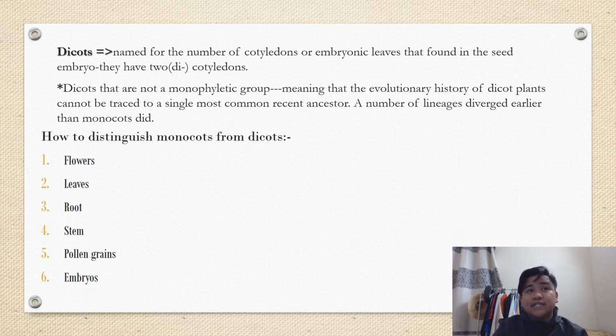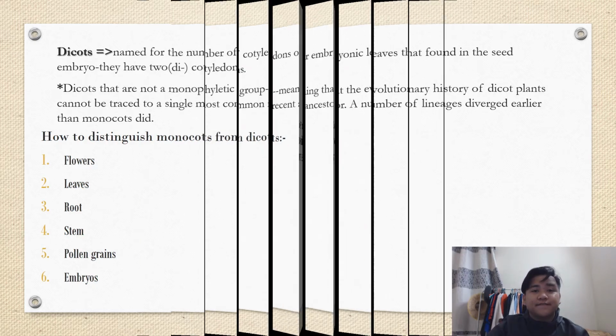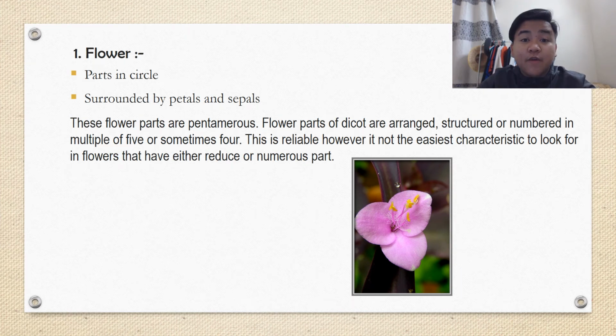Okay, there are also six ways to distinguish monocots from dicots. The first one is flower. Flowers usually arrange their parts in circles, with the reproductive parts in the middle surrounded by petals and sepals. In dicots, these flower parts are pentamerous. In other words, the flower parts of dicots are arranged in multiples of 5, or sometimes 4. This is not the easiest characteristic to rely on, however, in flowers that have reduced or numerous parts.